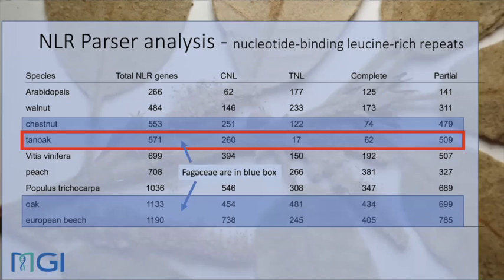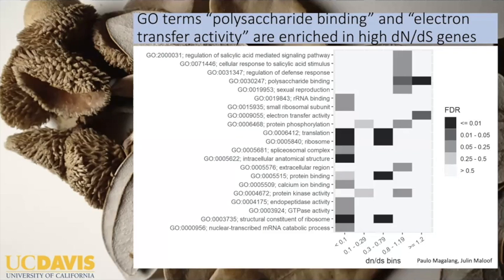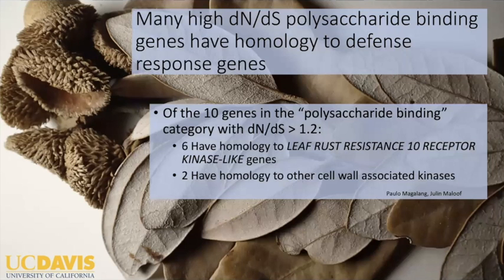In terms of those genes that seem to be related to immune response, like the NLR genes, you can see, if you look at the Fagaceae taxa in this table, both chestnut and tanoak seem to have substantially fewer genes than oak and European beech. And so in looking at some GO terms, the polysaccharide binding and electron transfer activity genes are enriched in high dN/dS genes. And there is evidence of positive selection among some of them. And we can see that those have high homology to defense response genes.